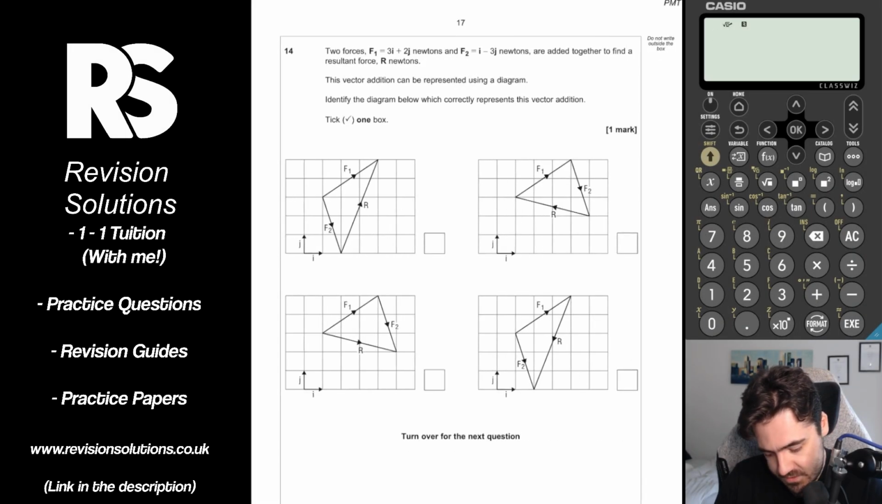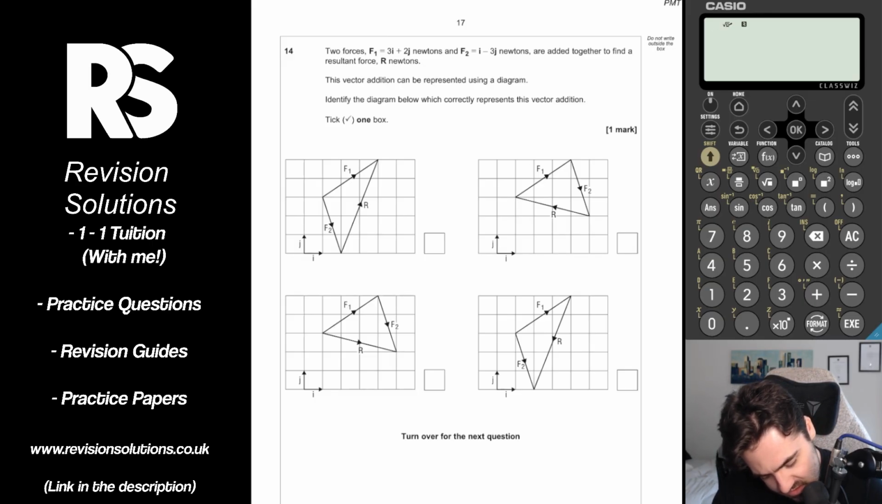Moving on to question 14, it says we have two forces written as vectors are added together to find a resultant force. The vector addition can be represented using a diagram. Identify which diagram is correct. Well, if we're adding two vectors, we add them tip to tail. And it doesn't matter actually if we did f1 plus f2 or f2 plus f1.